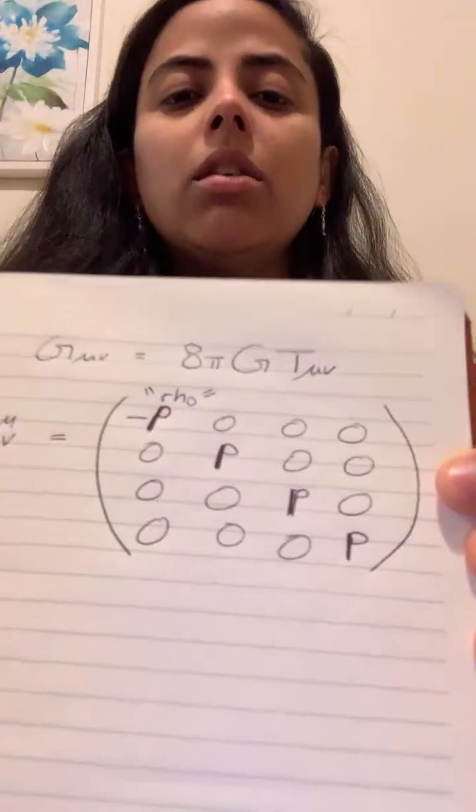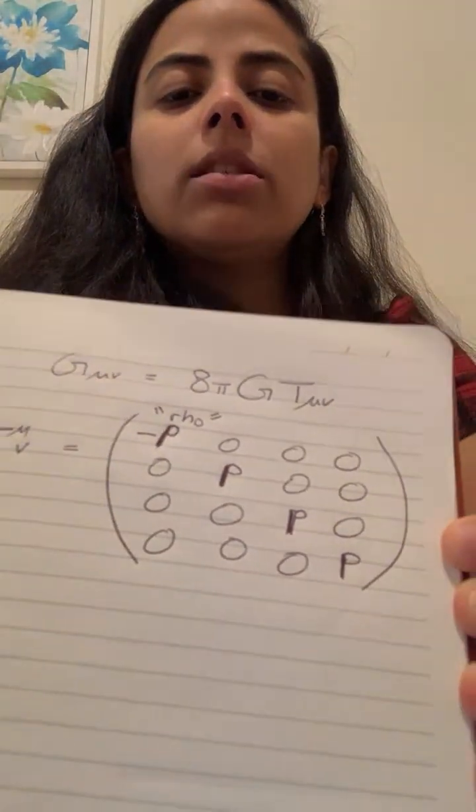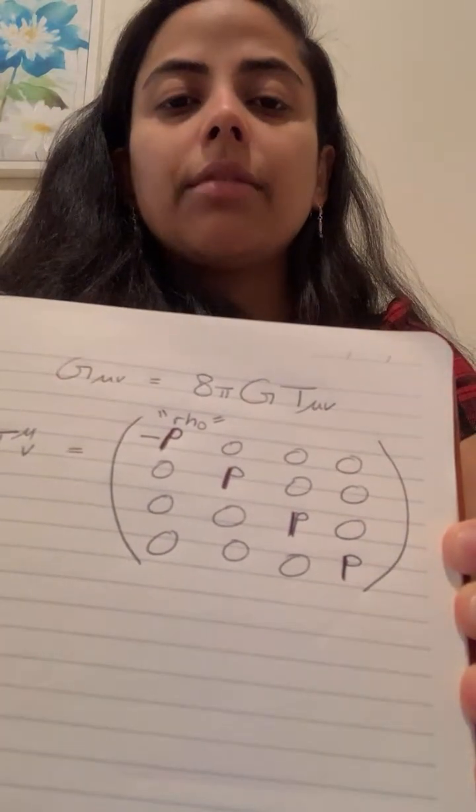Oh, whoops, I did that wrong. So the first diagonal term of T mu nu is minus rho. It's not P. The other ones, the spatial ones, are P, okay? So the energy momentum tensor looks like that for a smooth universe.